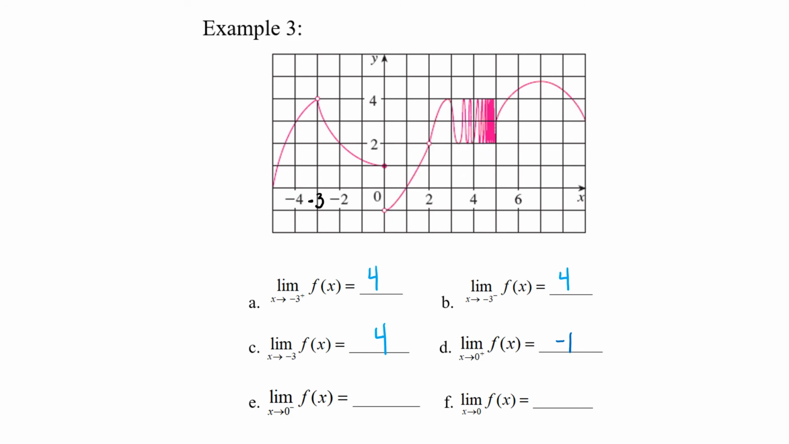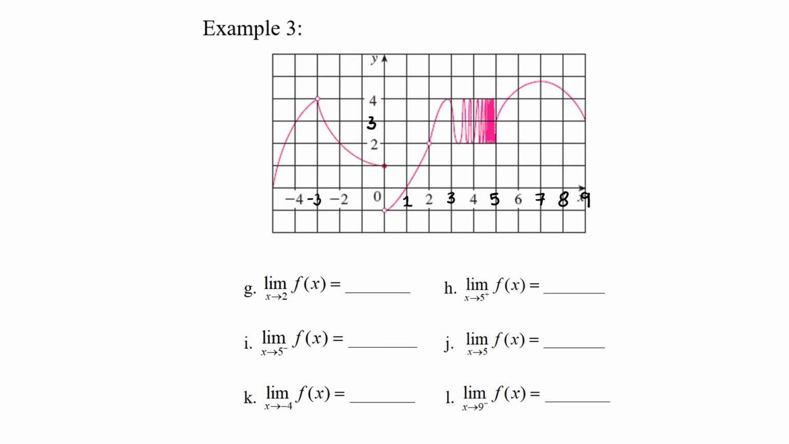Then we have the limit as x approaches 0 from the left. So we'll trace our function. And it seems that as we approach from the left, our function value is approaching 1. So here our left and right limits are not equal. So the limit as x approaches 0 of f of x does not exist.